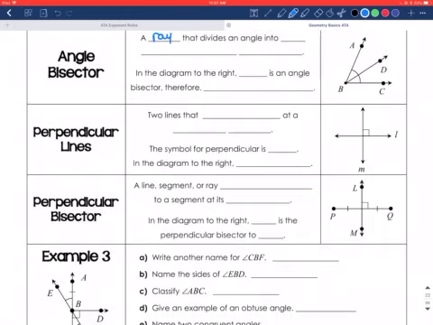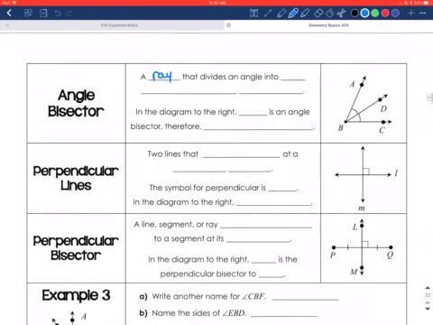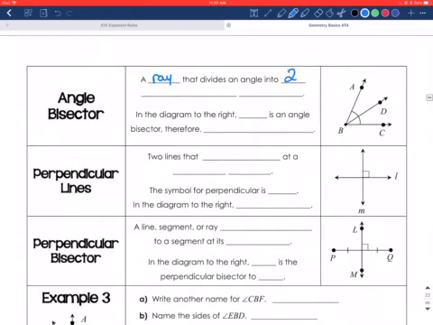An angle bisector is a ray that divides an angle into two congruent angles. It pretty much splits it in two. That's what we're talking about here. Two congruent angles, and that's what these little lines denote. I do want you guys to understand that there's not one line here. There are two separate ones, okay?